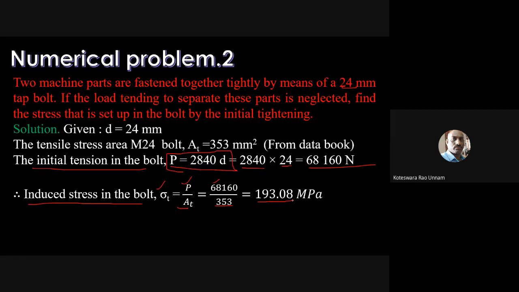He has given M16. For M16, you need to take the tensile stress area. Due to the load from initial tightening, you need to compute that. From that, you need to compute the sigma T value. Then you take the sigma T and compare it to the allowable stress. Let us say in the previous case, he has given 42 MPa. Now if the stress is more than that 42 MPa, it is going to fail.